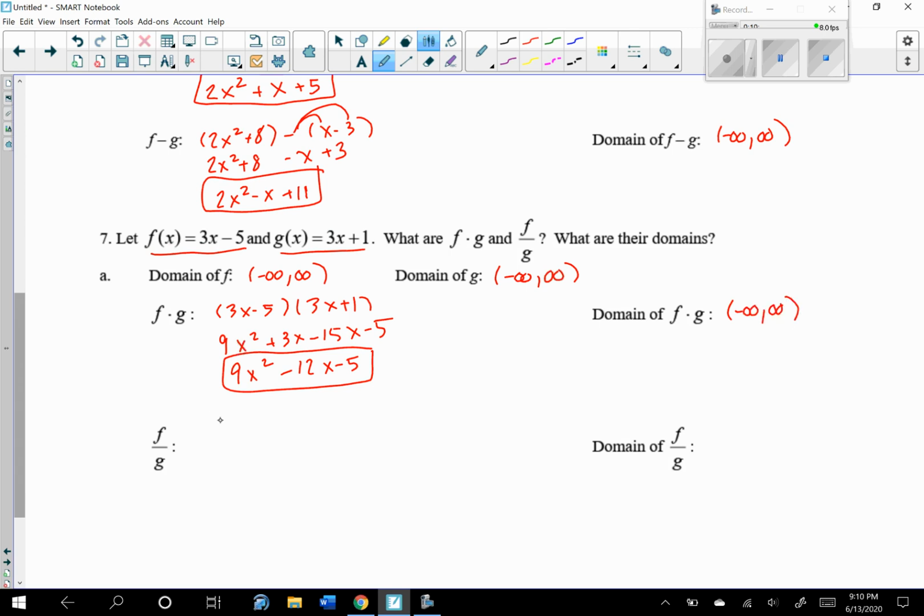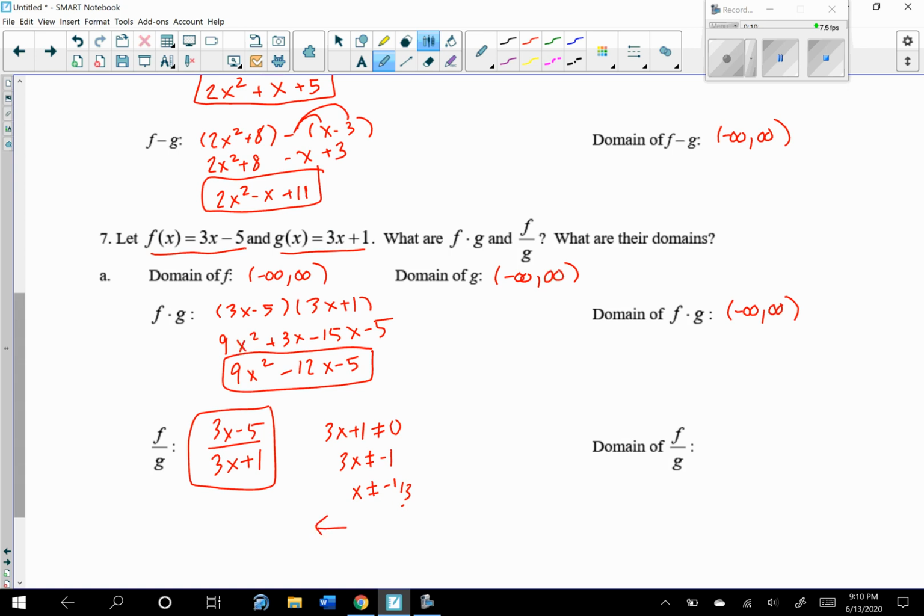Now we're doing f of x divided by g of x. And this does not simplify, so that means we want to figure out the domain. Now, I don't have any even roots, but I do have a variable in the denominator, so I know 3x plus 1 cannot be equal to 0. So when I solve, 3x cannot be equal to negative 1, so x cannot be equal to negative 1/3. Any other number I plug in for x will work. The only number that makes the denominator equal to 0 is this negative 1/3.